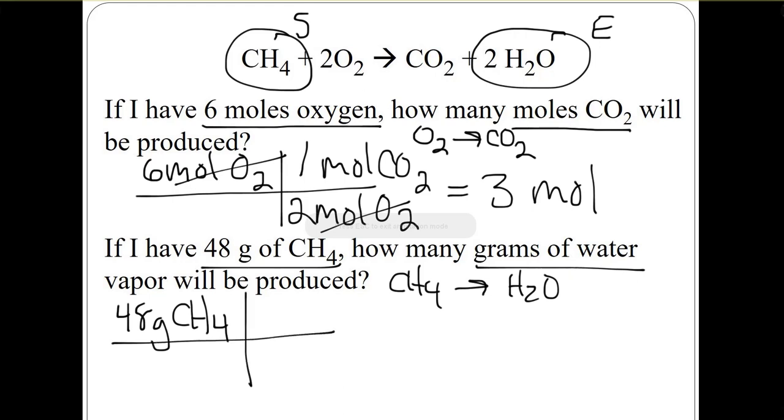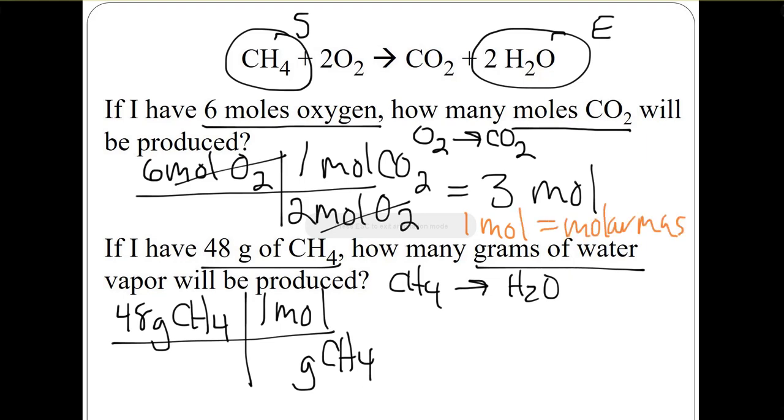First, we need to get to moles. So I'm going to cancel out grams and change it to moles. And recall from the previous goal that 1 mole of anything is equal to the molar mass. And we get this from the periodic table. So looking at the periodic table, I can add up 12 grams per mole for carbon, and each hydrogen is a 1, and I have 4 of them. So that gives me a grand total of 16 grams of methane. So grams of methane cancel, and I'm left with moles of methane. So this you should know how to do from before.